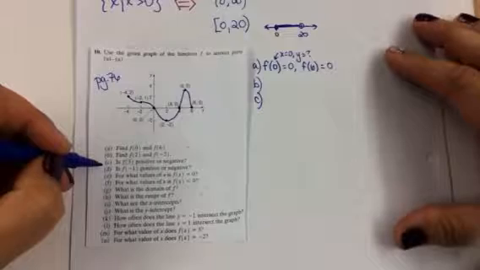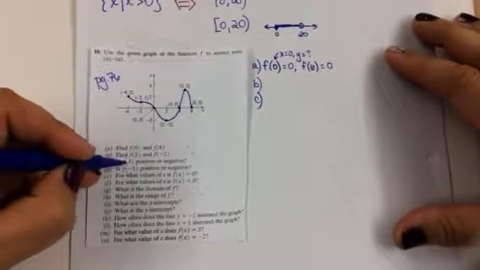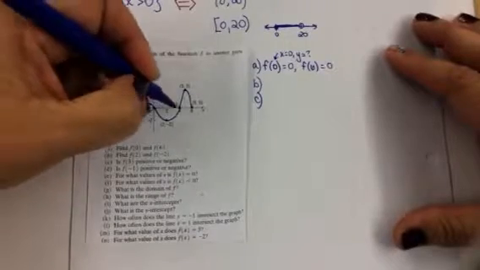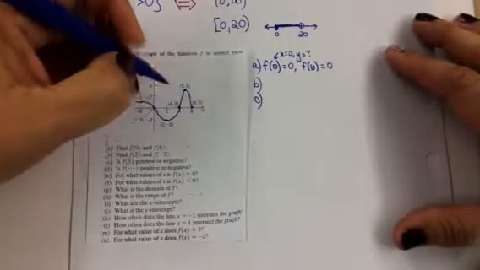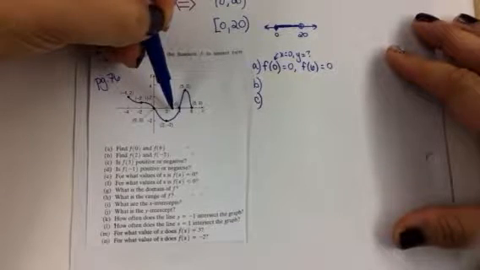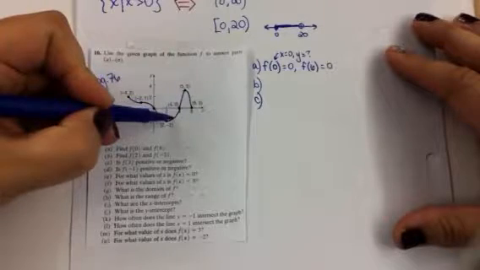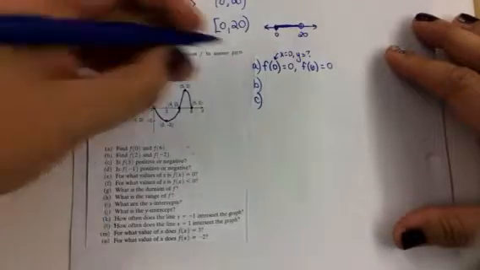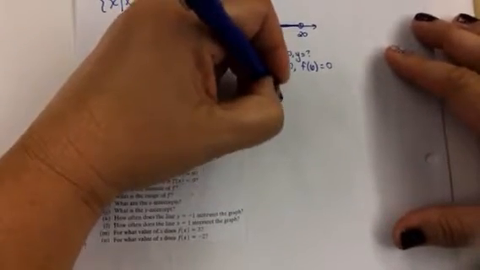Is f of 3 positive or negative? So this is saying f of 3. This is saying the x value is 3. So let's go, oh, wait, 3 is not there. Well, you know where 3 is. 3 is right between 2 and 3. F of 3 is saying the function value. So we need to go down to the graph. F of 3 would be right around there. That has a negative y value. It's below the x-axis. So the answer is negative.